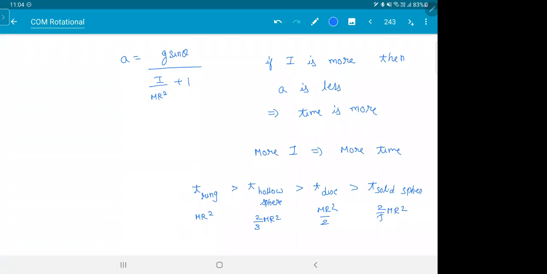At least this is how I remember things. See, alternately, you can use this logic in case you don't remember the formula. If I is more, tell me one thing. What is moment of inertia meaning? It takes more energy to rotate, right? Higher the moment of inertia, more difficult to rotate. It takes more rotational energy to rotate.